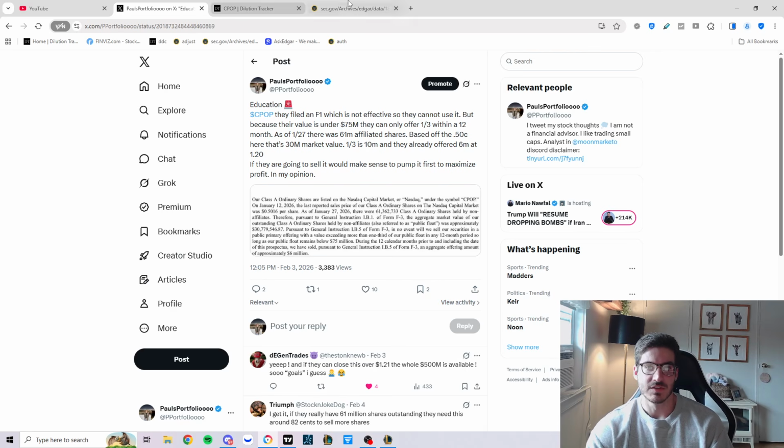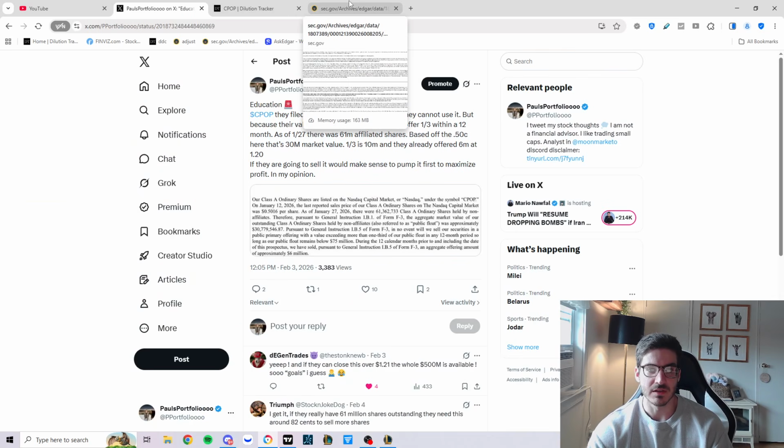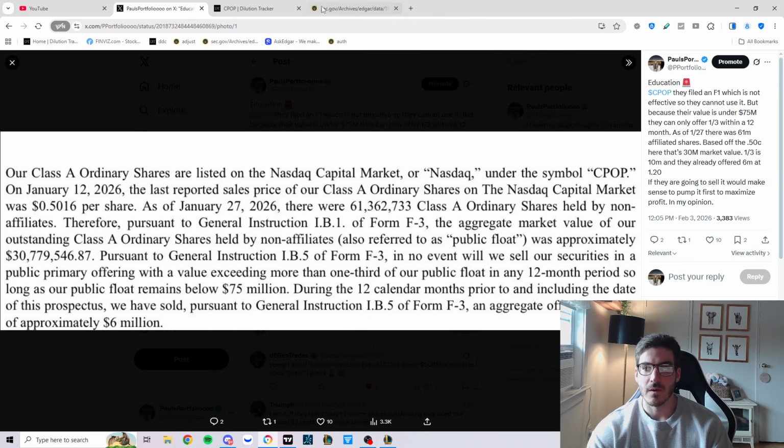So you see in CPOP, let me scroll to where it said it. Okay, our Class A ordinary shares are listed on NASDAQ under CPOP, and so on. As of January 27th, there's 61 million shares held by non-affiliates. That means the approximate dollar amount of those was 30 million. That's basically taking the number of shares they had times whatever the price was that day, and that gives you essentially the market cap, right?